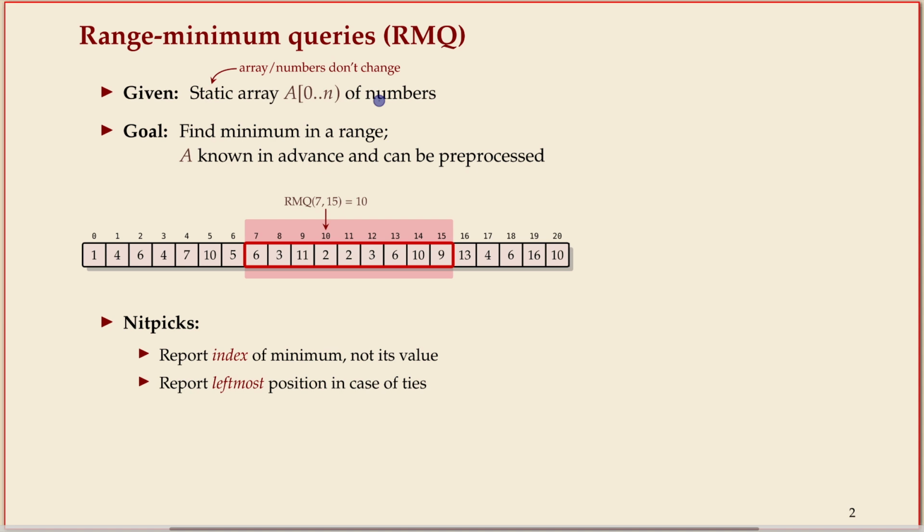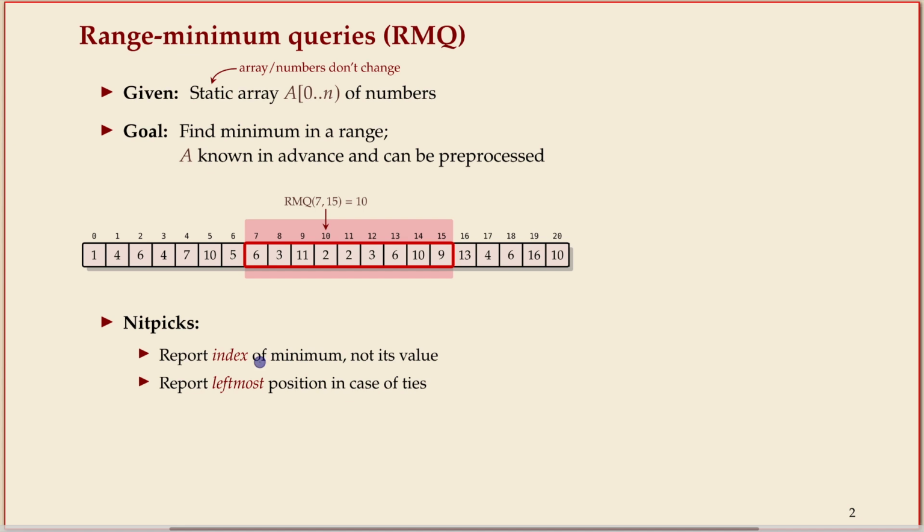So you have n numbers, and you can pre-process that array of numbers up front, and you can build some data structures, do whatever you want. And then later, I'll ask you queries, which will always be a contiguous range, so some start and end indices. And you have to tell me where's the minimum in that range. So in this case, if I ask for the range minimum query that starts at index 7 and ends at 15, that's the range. So if you look at those numbers, 2 is the minimum. So I return that position.